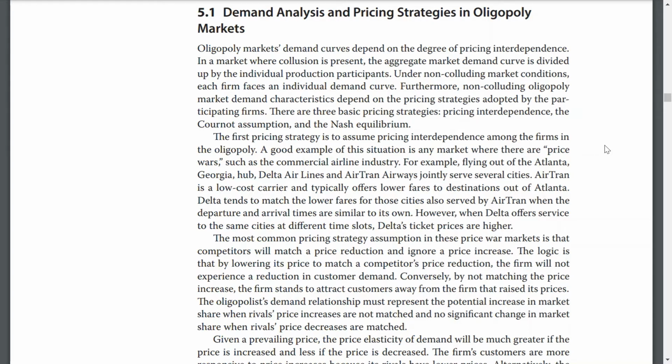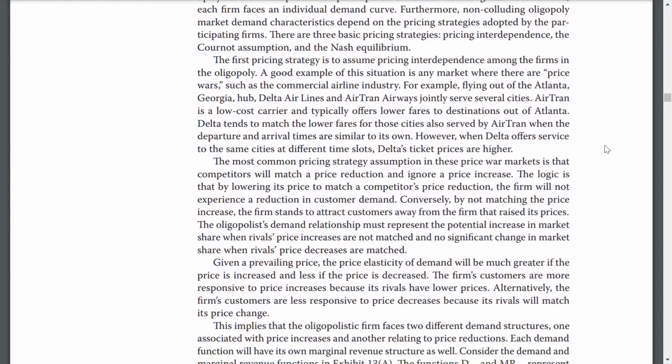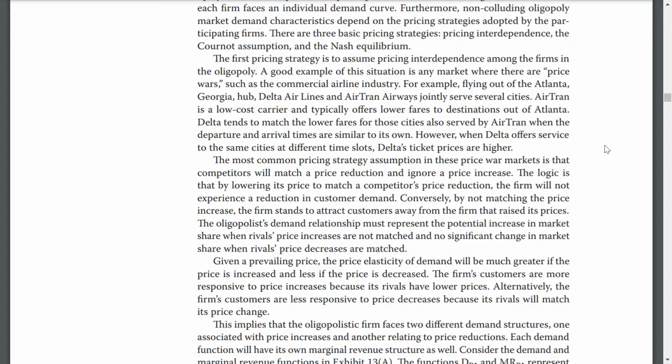For example, flying out of the Atlanta, Georgia hub, Delta Airlines and AirTran Airways jointly serve several cities. AirTran is a lower cost carrier and typically offers lower fares to destinations out of Atlanta. Delta tends to match the lower fares for these cities, also served by AirTran, where the departure and arrival times are similar to its own. However, where Delta offers service to some cities at different time slots, Delta's ticket prices are higher.